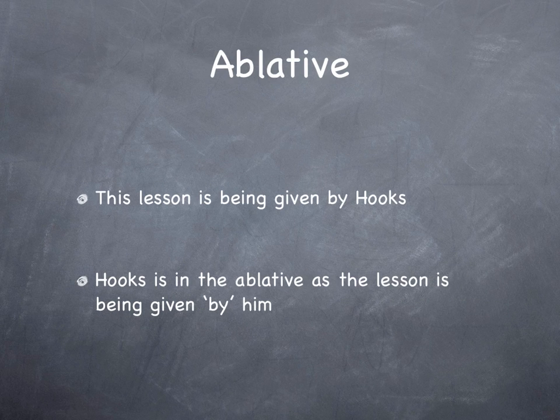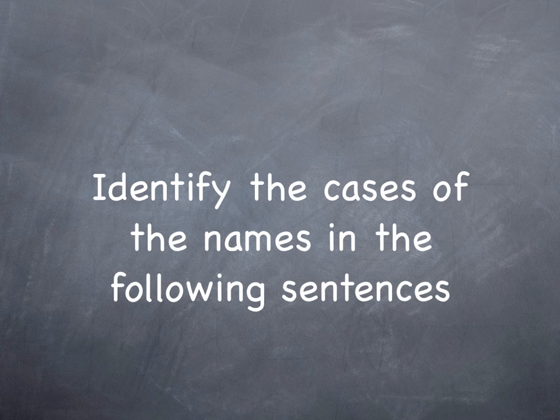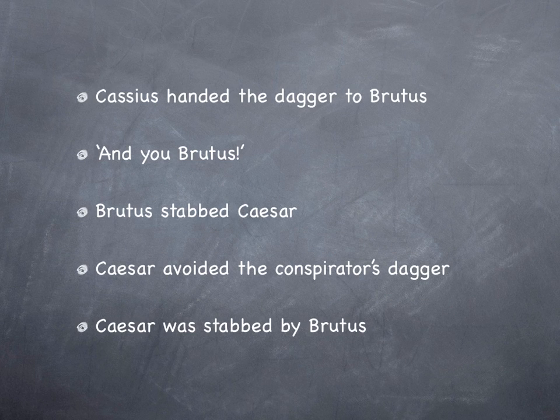And finally, the ablative. This lesson is being given by Hooks. Hooks is in the ablative as the lesson is being given by him or by me. Okay, now just see if you can identify the cases of the names in the following sentences. Cassius handed the dagger to Brutus. And you, Brutus, et tu, Brute, the famous phrase that was actually never said by Caesar. Brutus stabbed Caesar. Caesar avoided the conspirator's dagger, and lastly, Caesar was stabbed by Brutus.